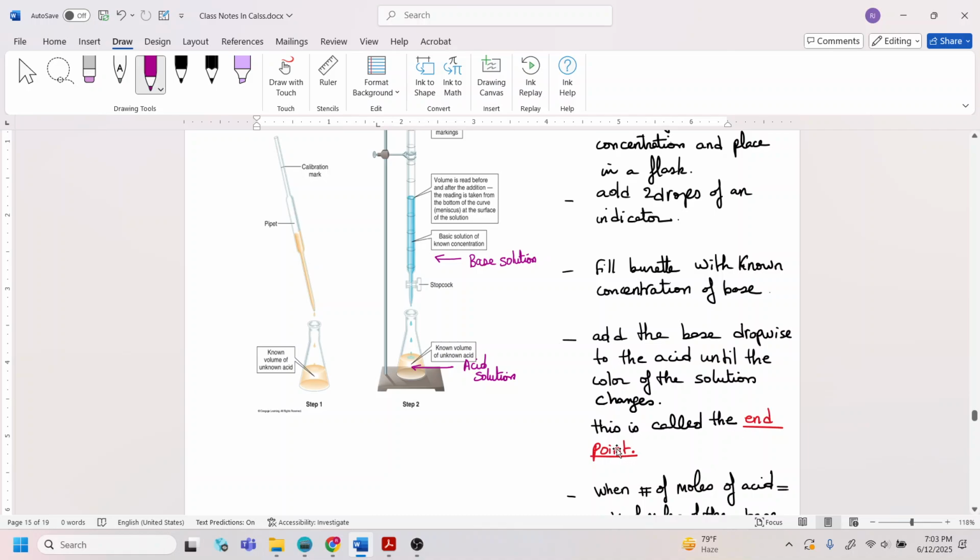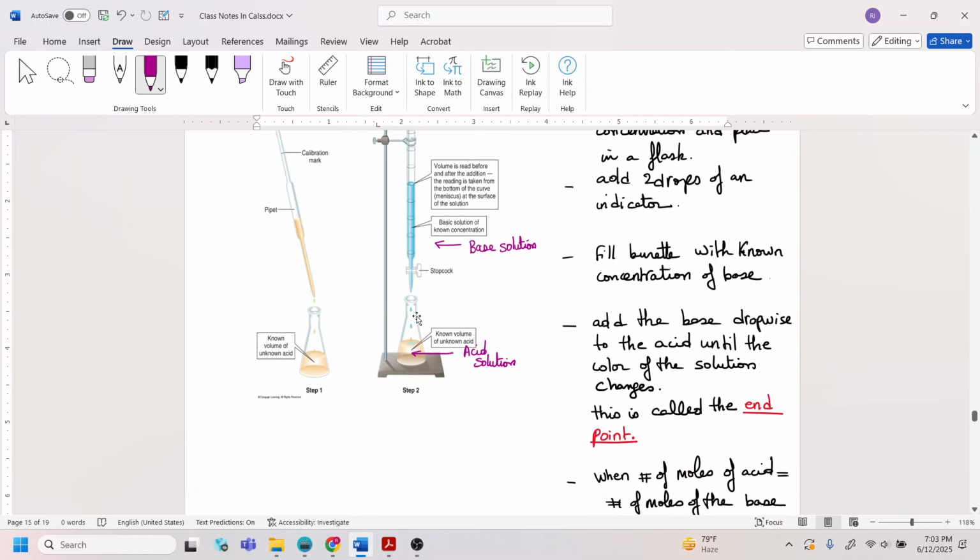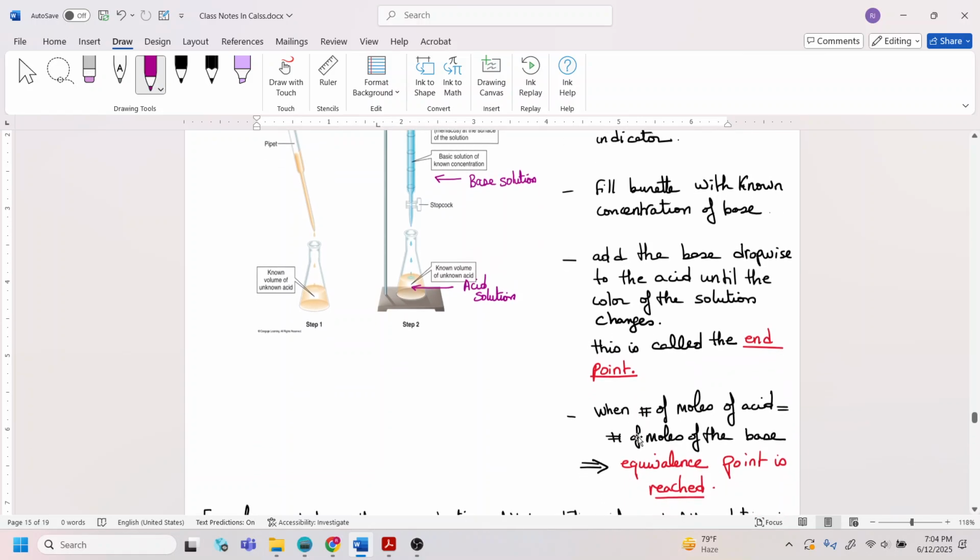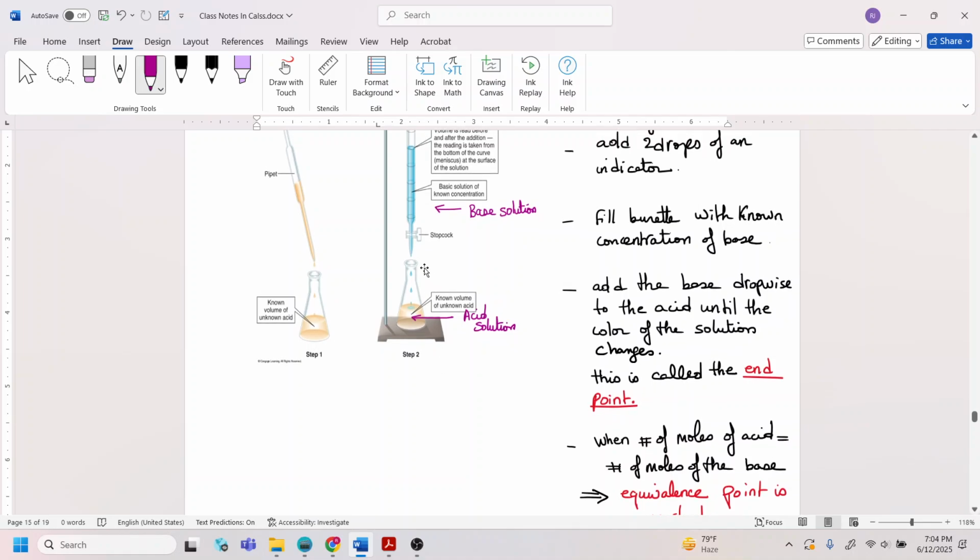So the end point of the reaction is where you have no more acid in the solution, and this is when you added an extra drop of the base and the solution turned into a different color. So it's called the endpoint. The endpoint has to do with the indicator. When the indicator changes color, this is going to be the endpoint of the solution. And then when you reach the point where the number of moles of acid are equal to the moles of the base, this is called the equivalence point. This means that you have as much base as that of the acid.